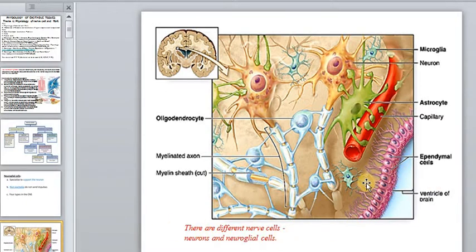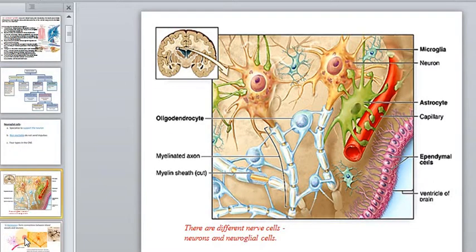On this slide we can't see the Schwann cells because they are not part of the central nerve system, the brain, but later we will discuss these cells. Let's start with the astrocytes.